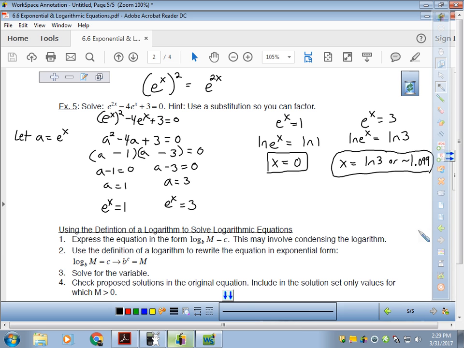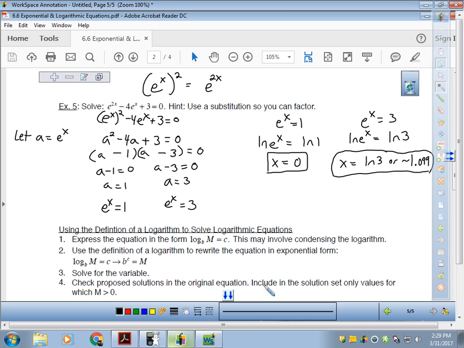All right. Next types of equations we're going to look at are equations that involve logarithms. If an equation involves logarithms where you have just a single logarithm and some kind of constant, then what you're going to want to do is use these steps right here. First off, rewrite the equation so that you have a logarithm on one side and your constant on the other side. And note this step might involve condensing the logarithm using the properties of logarithms that we learned about in 6.5.